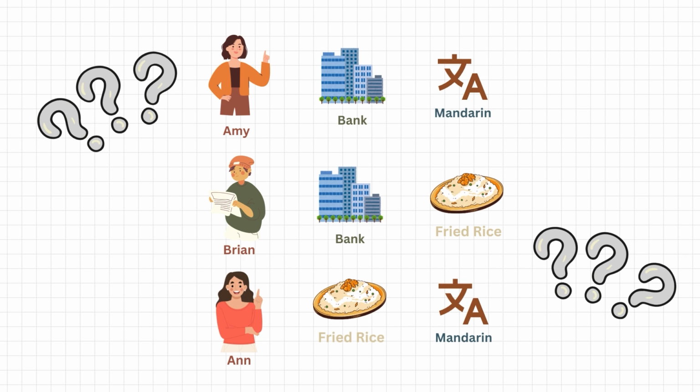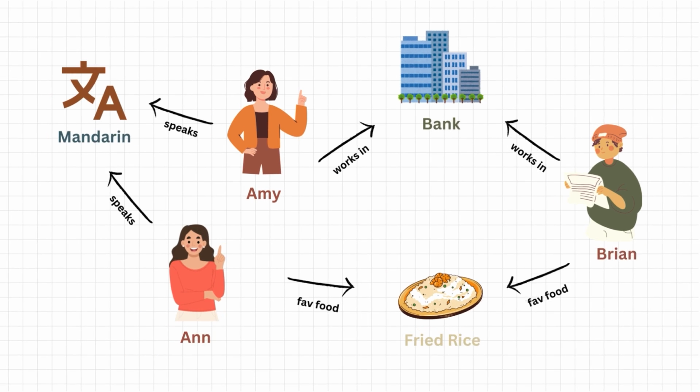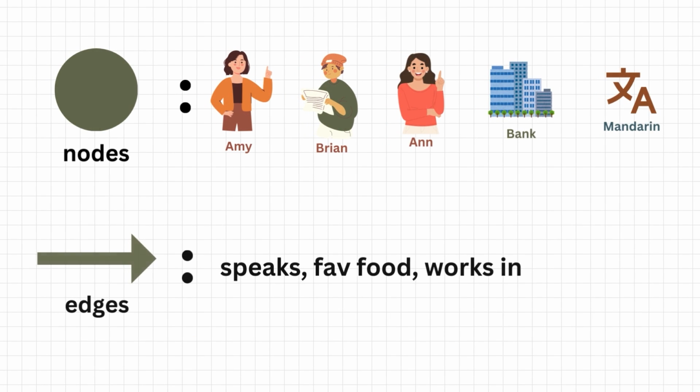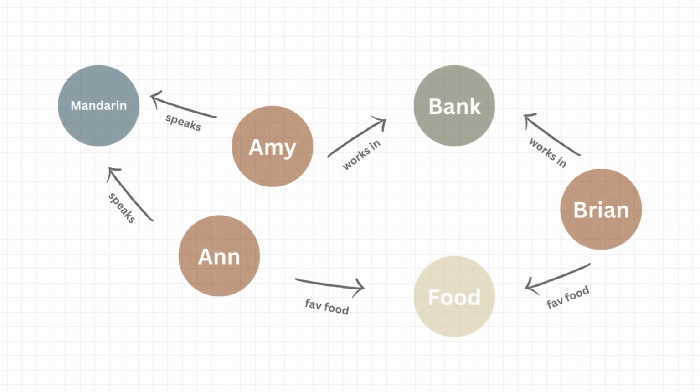Sounds a bit tangled, right? But look at the graph we've got. Suddenly, it all starts to make sense. Now, with the idea of nodes and edges, entities and relationships, we have this final graph. But hey, let's get real. Our world is not just about Anne, Amy, and Brian. It's not just about banks and fried rice, right? It's a vast thrill of people, things, and entities, and all of those have spatial relationships. And that's what we call a knowledge graph.